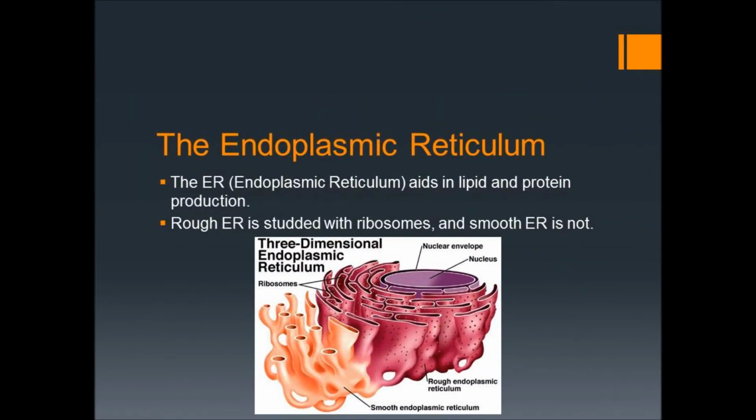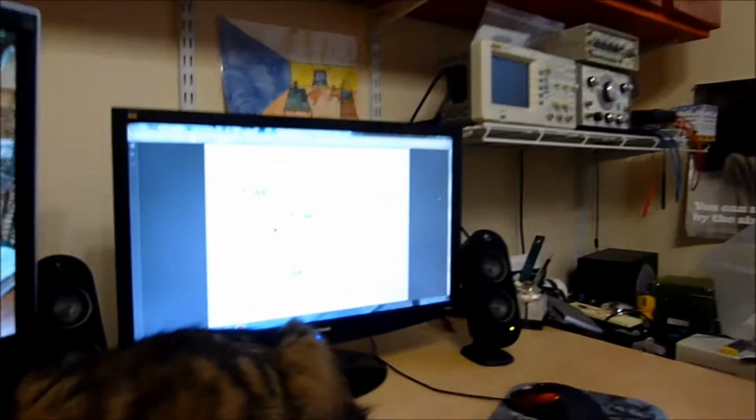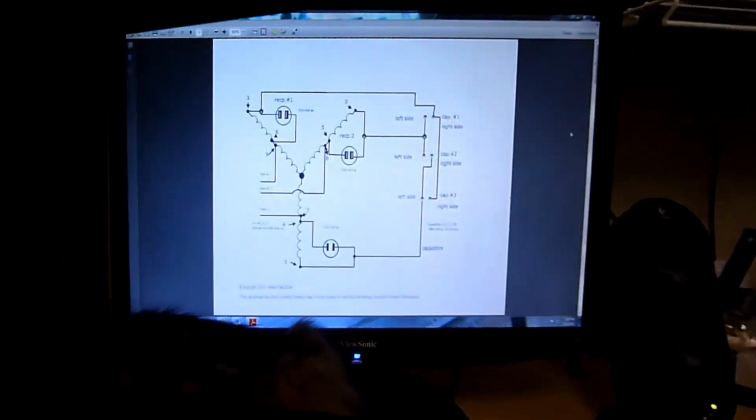location. The endoplasmic reticulum aids in lipid and protein production. The rough endoplasmic reticulum is studded with ribosomes, and the smooth endoplasmic reticulum is not. The computers are similar to this because they provide plans for building things.